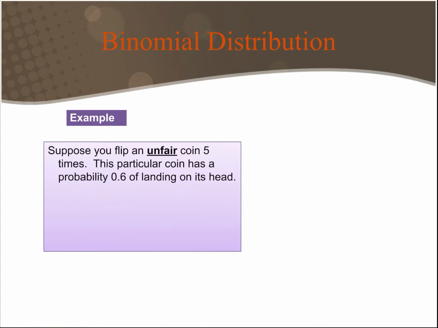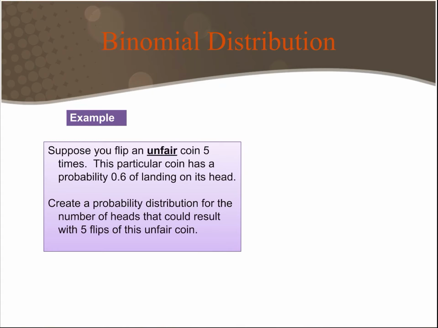Let's suppose that you flip an unfair coin 5 times. This particular coin has a probability 0.6 of landing on a head. That's why we call it an unfair coin. A fair coin would have a probability of 0.5 of landing on its head. So our unfair coin has a higher probability for heads. Create a probability distribution for the number of heads that could result with 5 flips of this unfair coin.